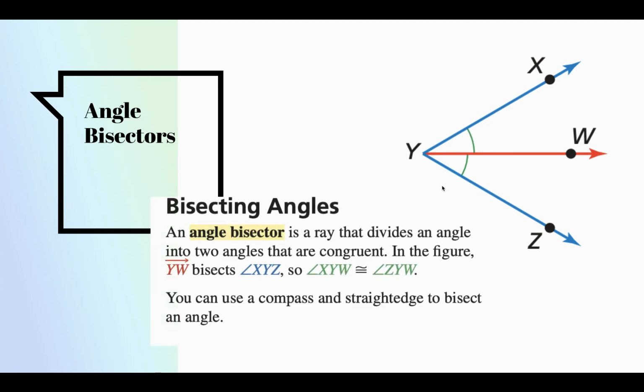It's an angle bisector. Here's the textbook definition. An angle bisector is a ray that divides an angle into two angles that are congruent. In this figure, ray YW bisects the big blue angle, angle XYZ, such that angle XYW is congruent to angle ZYW. Notice they used congruent because shapes are congruent. Numbers or quantities are equal, but shapes are congruent.